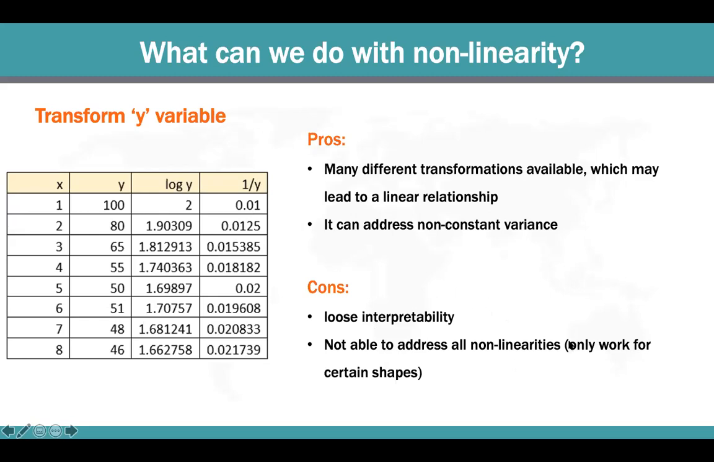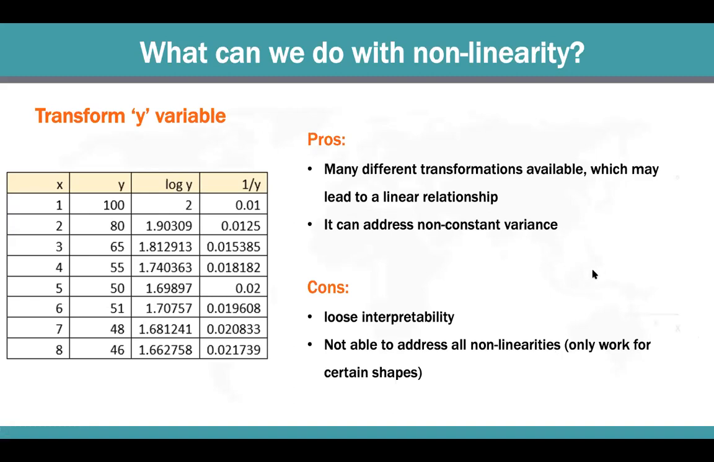So we cannot give a good understanding of what the meaning is in that model. And also it's not able to address all non-linearities, which means it only works for certain shapes. There are also different types of methods to transform, like we can also transform x variables, and we can categorize the x variable to achieve non-linearity. There's tons of ways, but we need to select the best one according to the real situation that we may face.